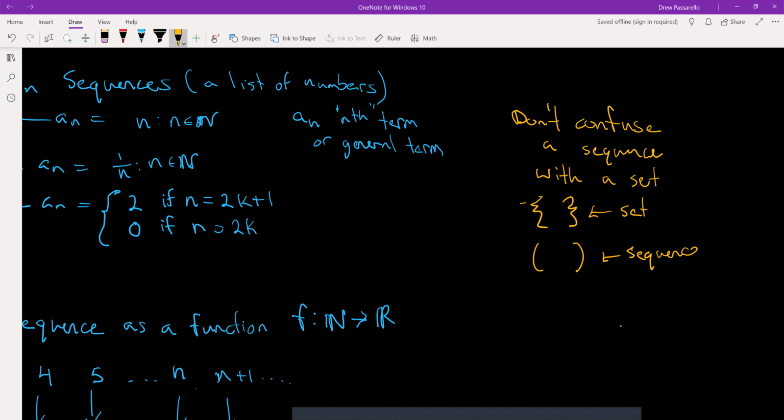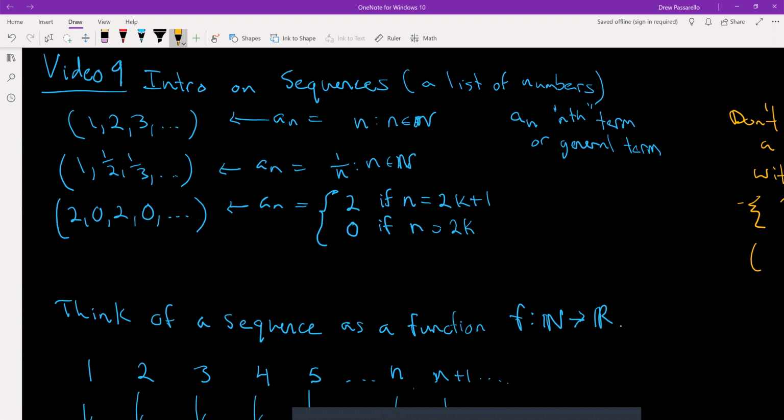The second sequence is 1, 1/2, 1/3, and the next one would be 1/4, 1/5, ... So it has a general format of 1 over n, where n is a natural number. So the nth term is 1 over n.